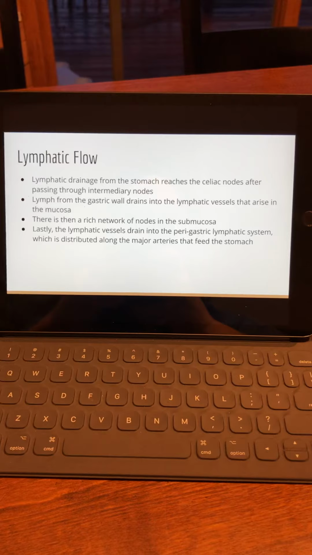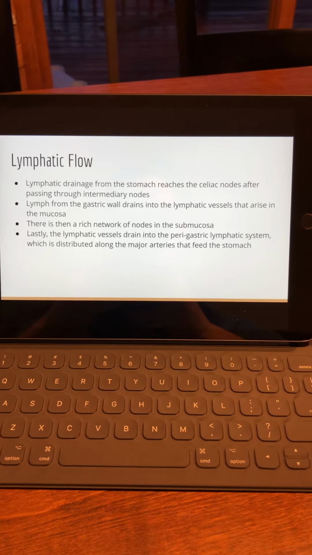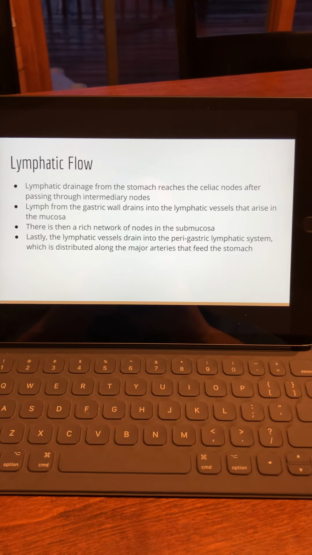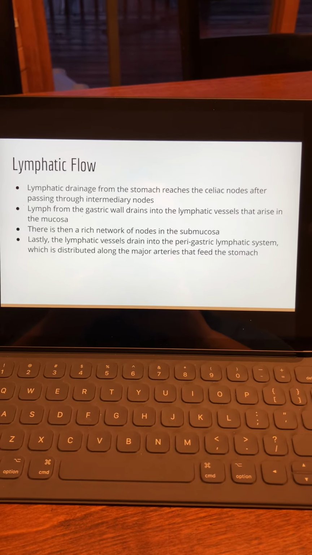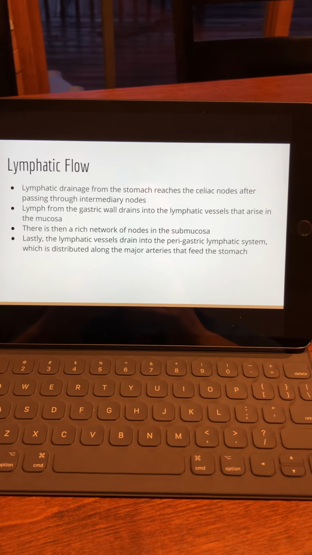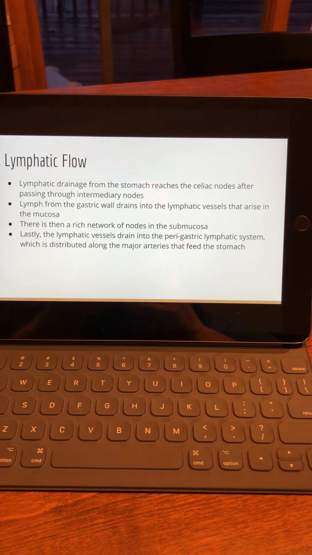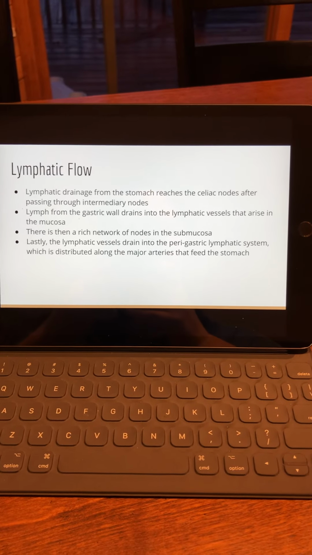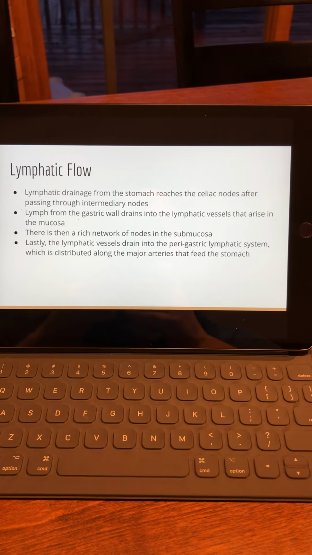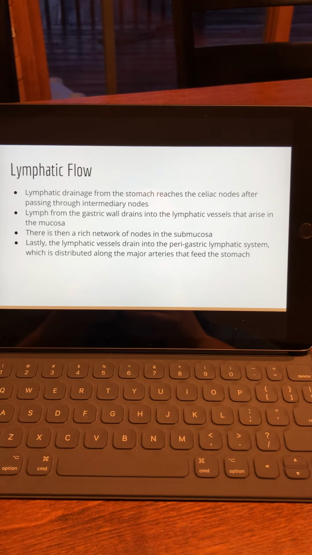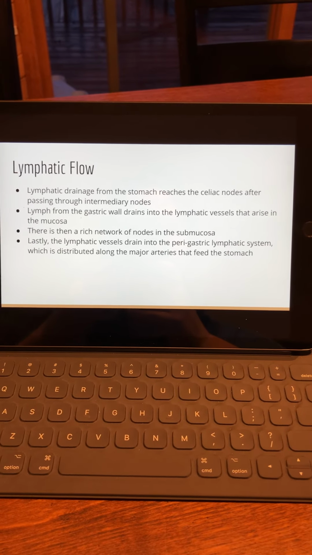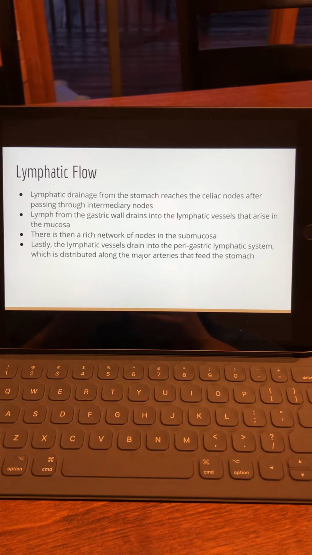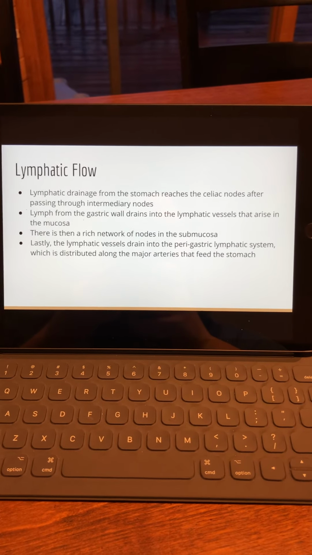The lymphatic flow. So the lymphatic drainage from the stomach reaches the celiac nodes after passing through the intermediate nodes, and then lymph from the gastric walls drains into lymphatic vessels that arise in the mucosa. And then there's a rich network of nodes in the submucosa. And then lastly, the lymphatic vessels drain into the perigastric lymphatic system.